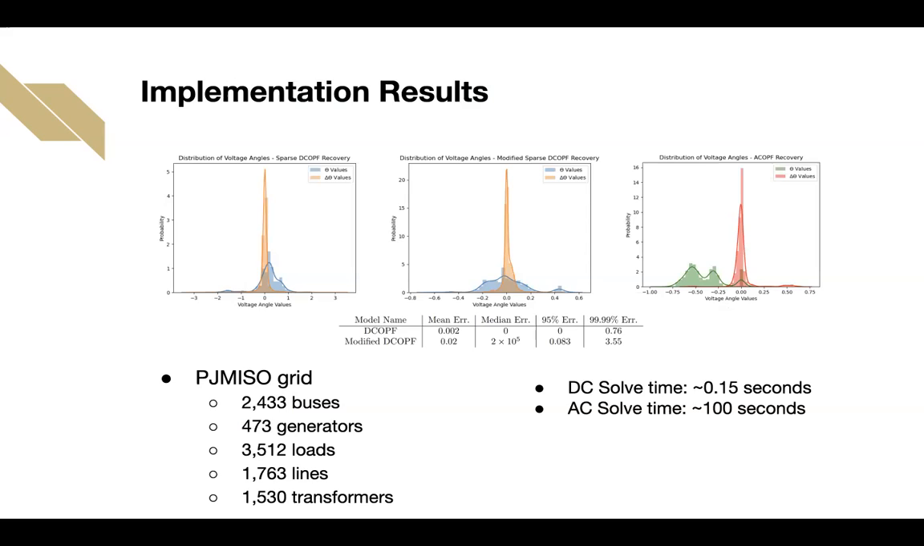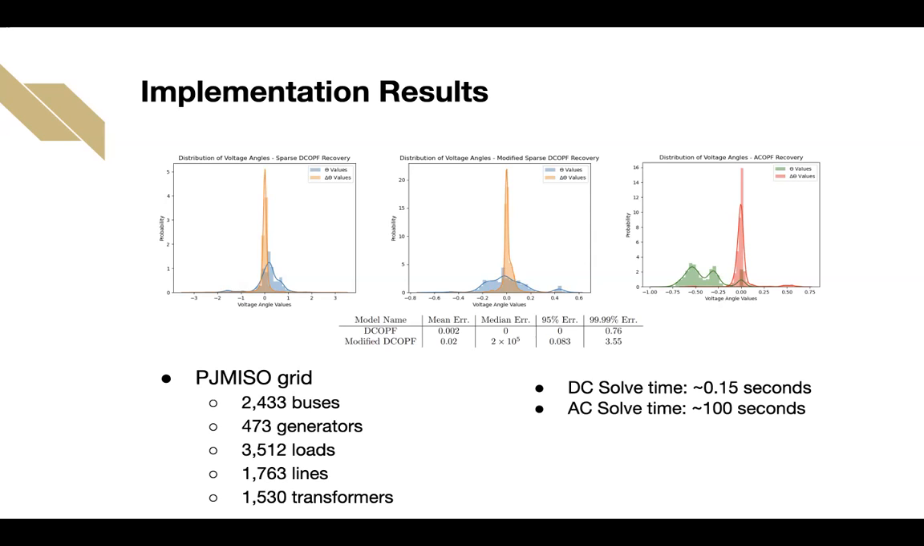And so we have these results for both the initial and then our modified DCOPF recovery algorithms. These are implemented on a real world ISO grid, the PJM ISO grid, which has around, you can see the number of buses and generators. This is a pretty large scale system.